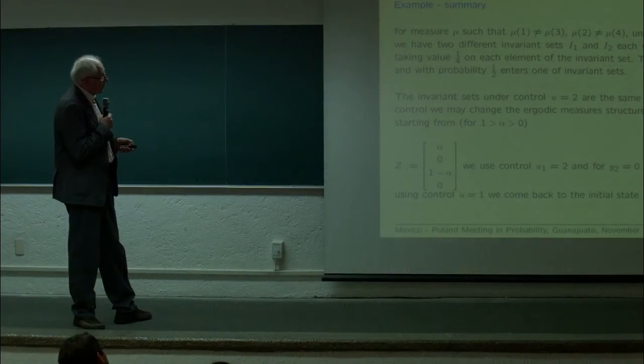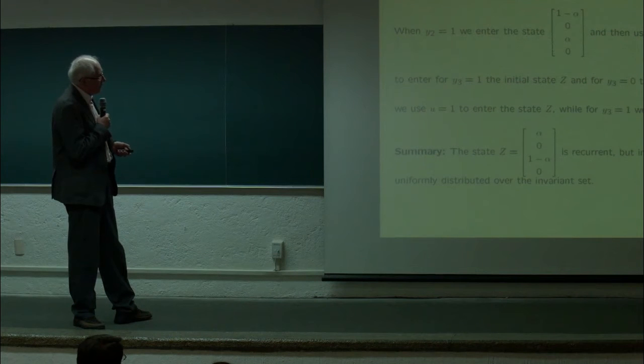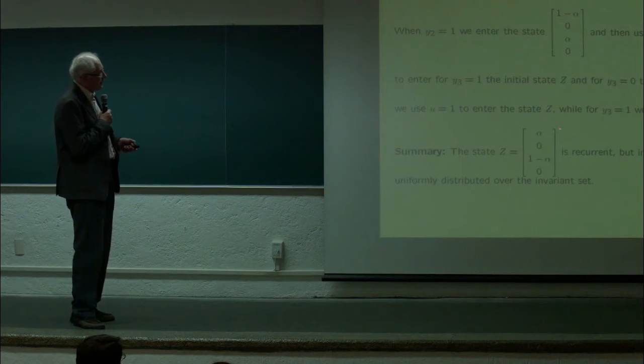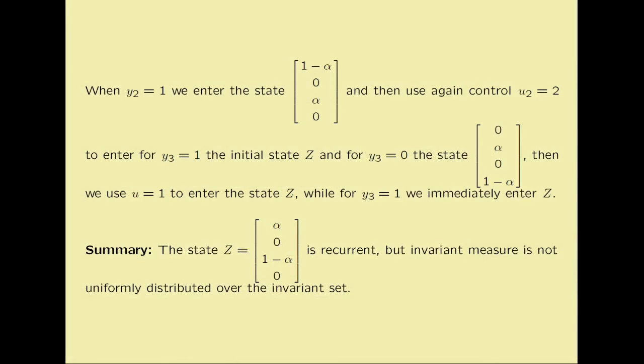But using control, we can change the structure of the processes a bit. Starting from one process of this form, we can change it such that this state will be recurrent, but the invariant measures change with the control. We can choose the control in the form of a Markov control such that the ergodic structure will be different. It is not the case that this is uniformly distributed.